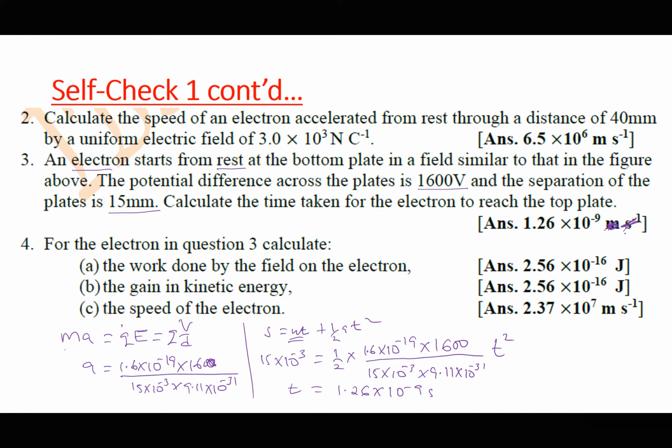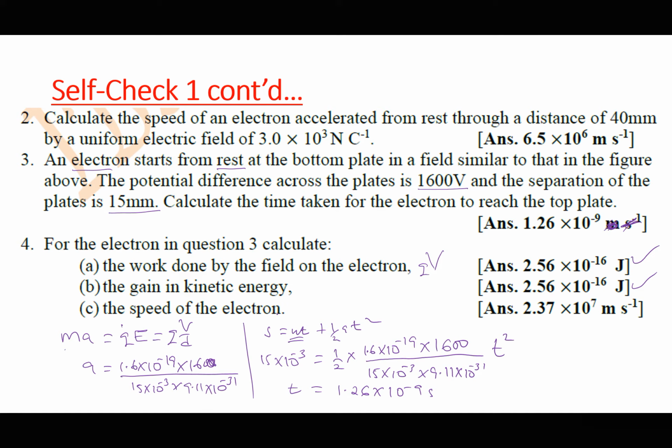Okay, number 4. For the electron in question 3, calculate the work done by the field on the electron. Work done, that is very simple. Work done is charge times PD. The charge is the charge of an electron, then times the PD, which is 1600. It should be able to give you that. The work done is equal to the gain in kinetic energy, so the answer is the same as that.